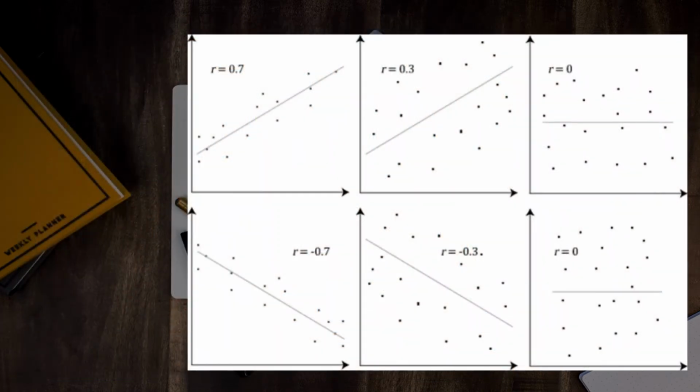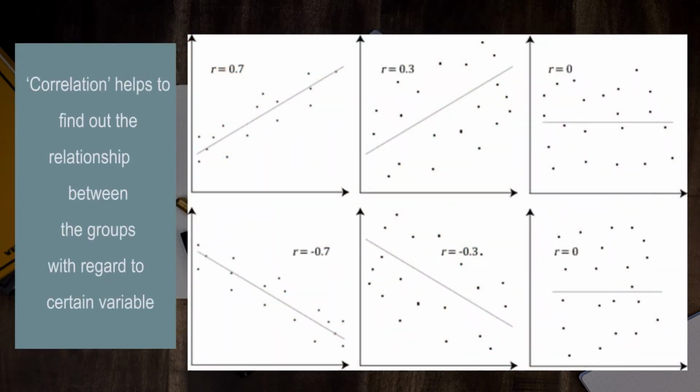But all such statistics we use for analyzing educational data and to provide certain meaning to educational data. And further, we can also use statistics like correlation, which helps to find out the relationship between the groups with regard to certain variables. So here, if you want to know the relationship between two groups so far as a certain variable is concerned, if I take the example of achievement, and we have two groups, one group is the boys and the other group is the girls, we can find out the correlation between boys and girls so far as the achievement variable is concerned.